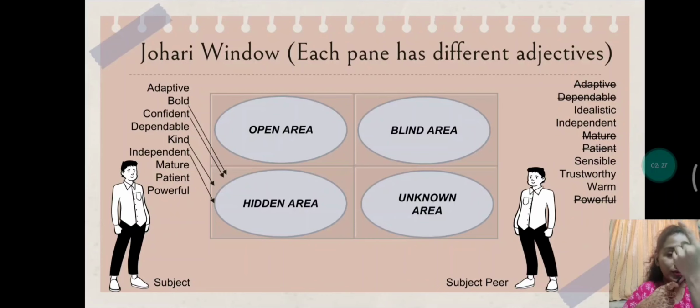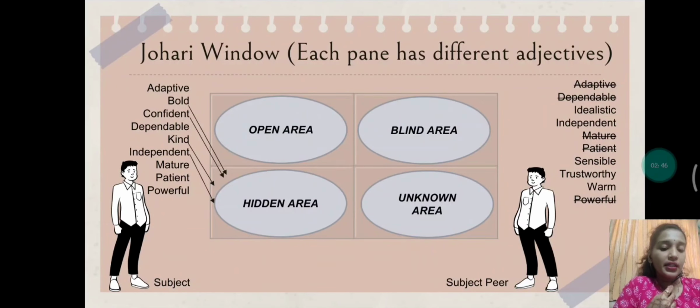So you, the subject yourself, might have these attributes or characteristics, but your peer made some list about you. Yeah, you might be a certain person like that, but you are not. So this is a facade, or what we say a hidden area.